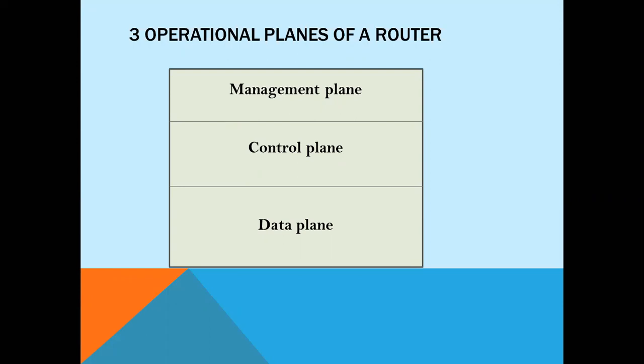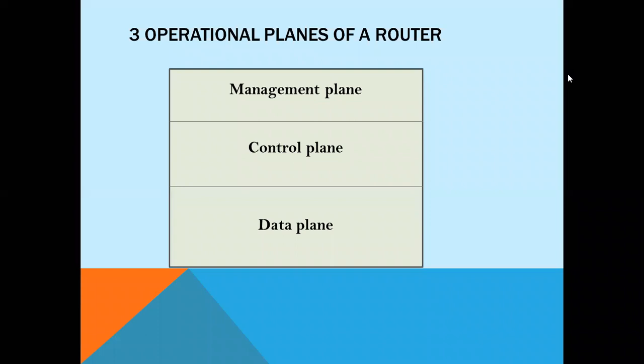Out of these three planes, the control plane and data plane most directly impact how quickly packets can flow through a router. Based on these two planes, there are three different approaches that Cisco routers can take to forward packets arriving on an ingress interface or being sent out on an appropriate egress interface.